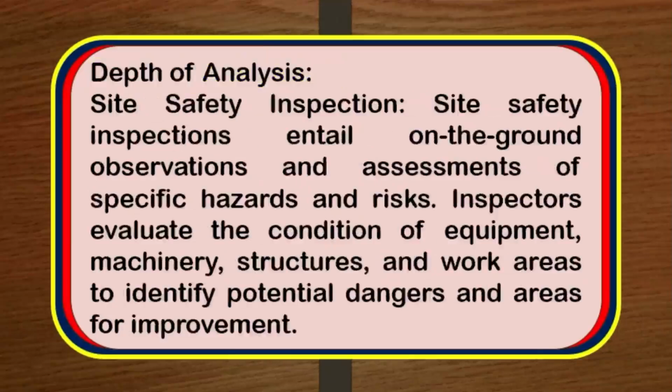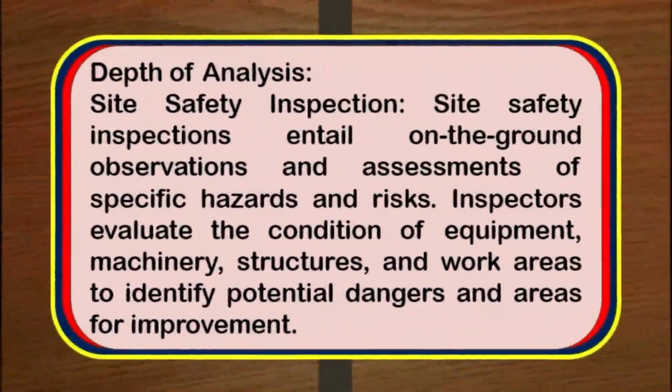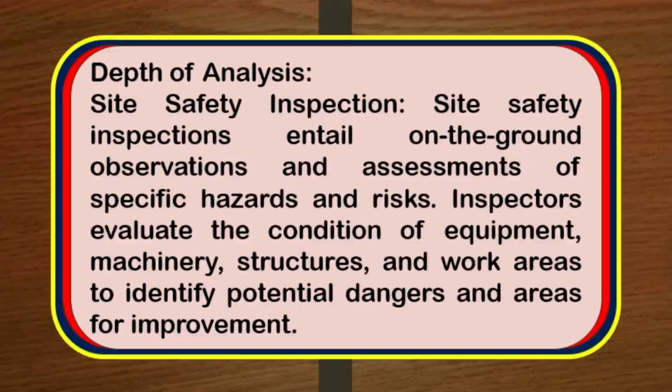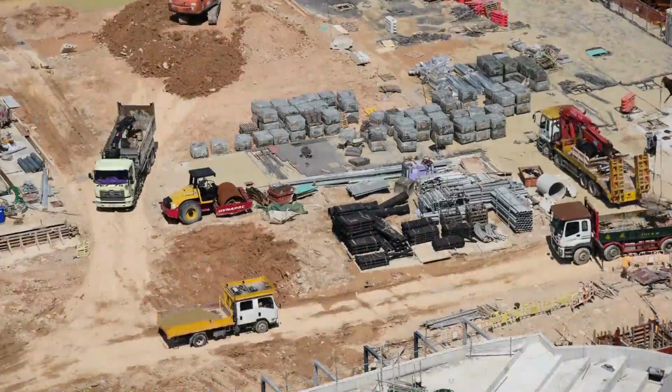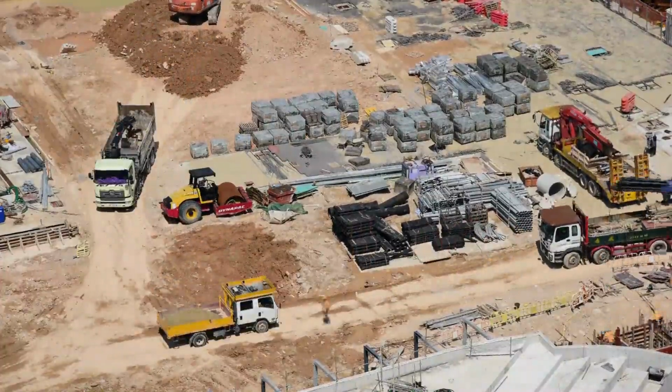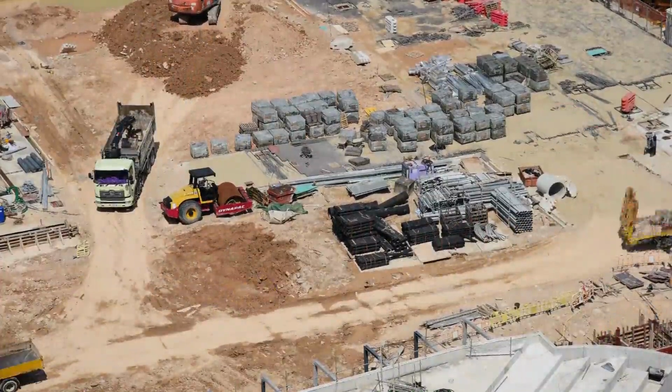Whereas the site safety inspection entails on-the-ground observations and assessments of specific hazards and risks. Inspectors evaluate the condition of equipment, machinery, structures, and work areas to identify potential dangers and areas for improvement.